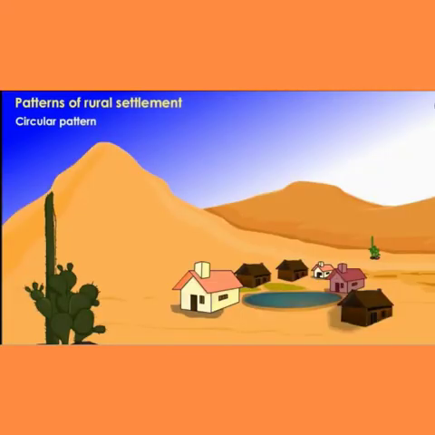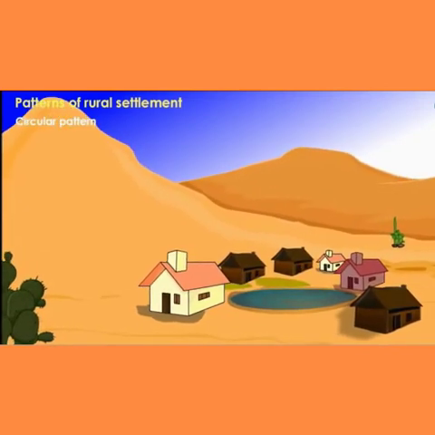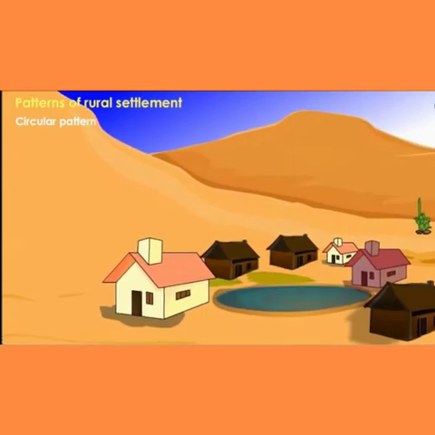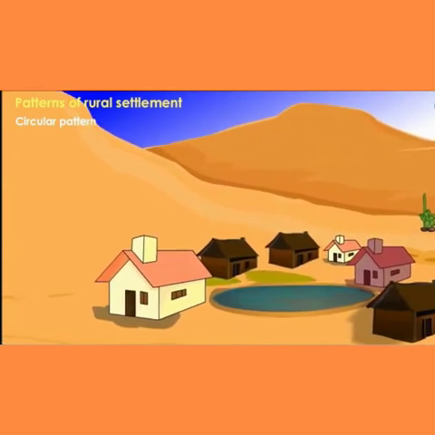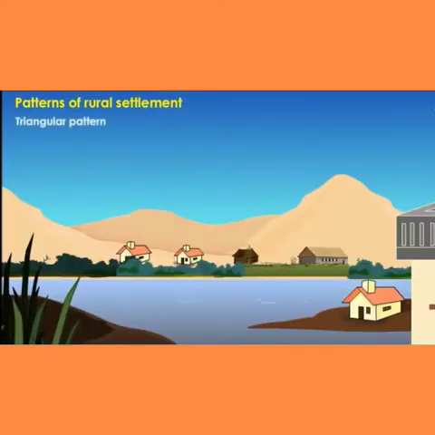Circular pattern. This type of settlement generally develops around a lake or pond or on an oasis in the desert area. When the people settle around such a water body, it automatically takes the shape of a circular pattern. Rectangular pattern. This type of settlement generally develops at the crossroads and the houses are built side by side, leaving narrow lanes and bylanes.